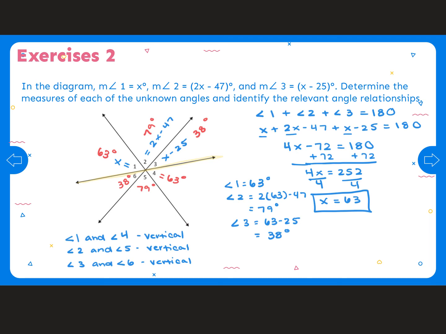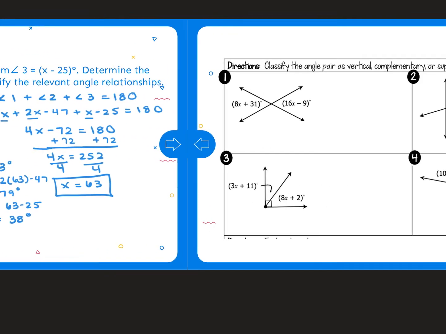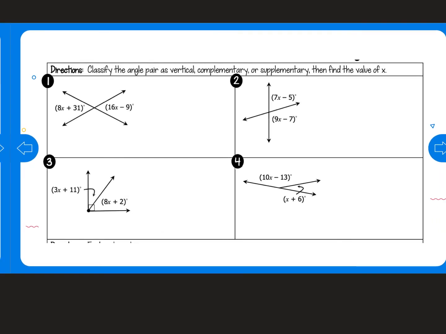All right, let's take a look at some more examples. We don't have to find as many angles as the previous one, but again, we are using those relationships. For number 1, you can see that these angles are across from each other, so they are vertical angles. What is the relationship between vertical angles? They are equal. So we're going to set up 8x plus 31 is equal to 16x minus 9.